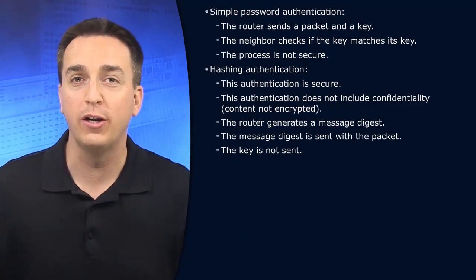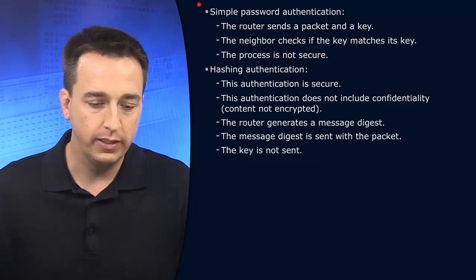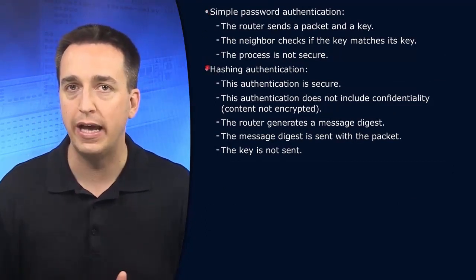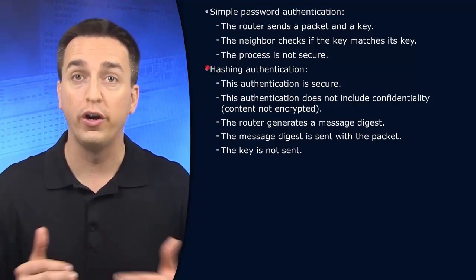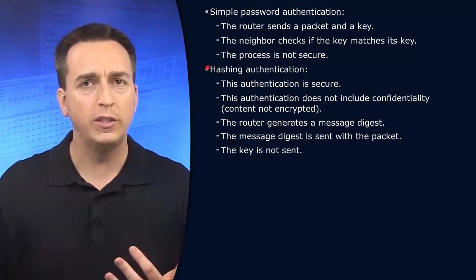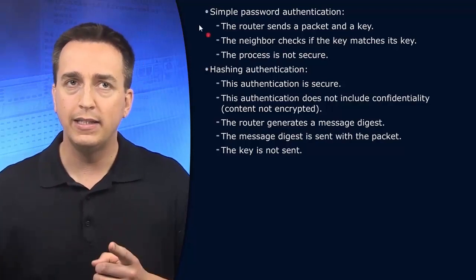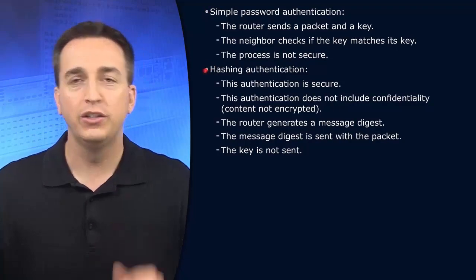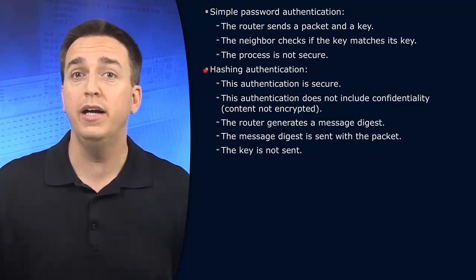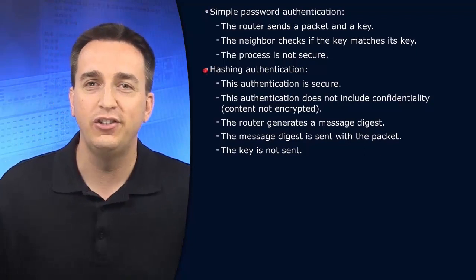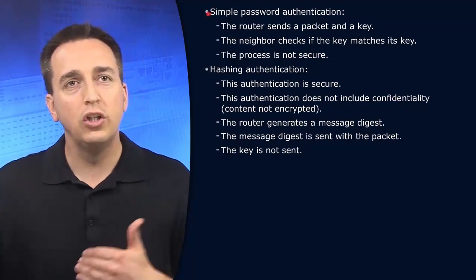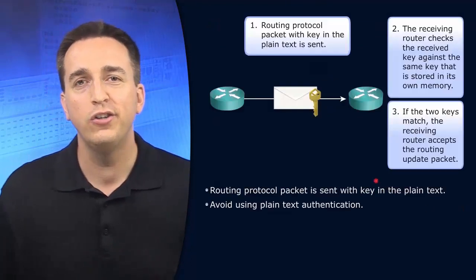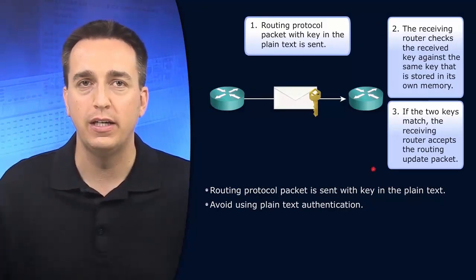When it comes to routing protocol authentication, you have two different options: simple password authentication and hashing authentication. Now, it's important to realize that not every routing protocol supports both of these. For example, OSPF, RIP, and ISIS support simple password authentication, whereas every routing protocol supports hashing authentication. So if you're implementing EIGRP, hashing authentication is your only option. So let's look at the simple password authentication process. This is also known as plain text authentication.